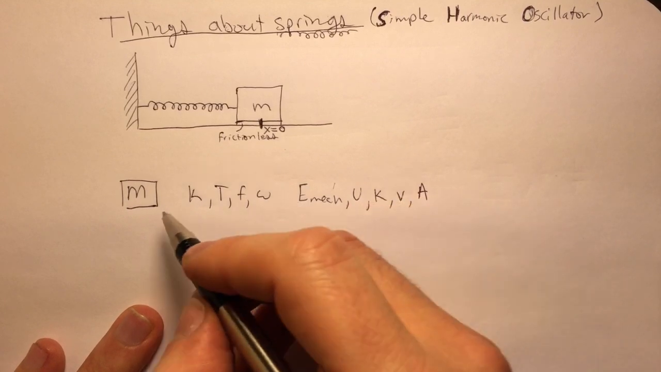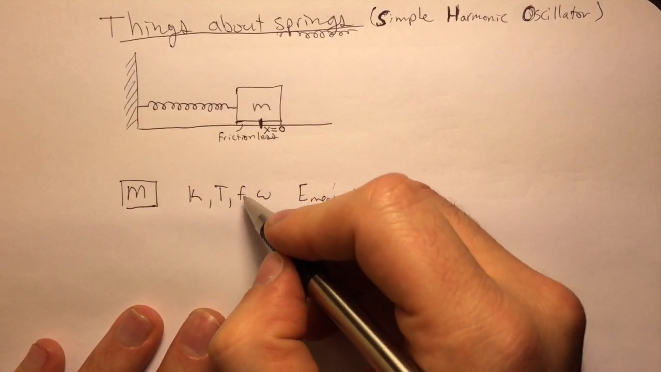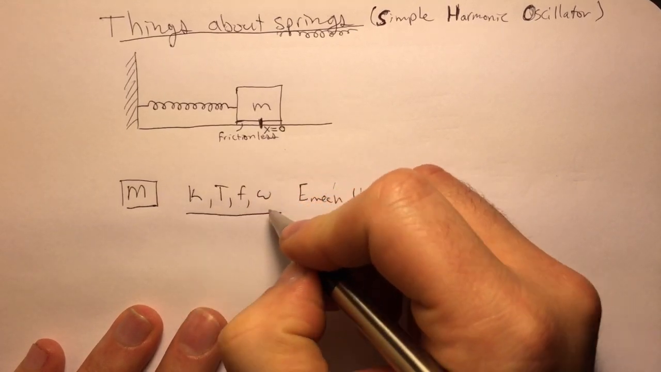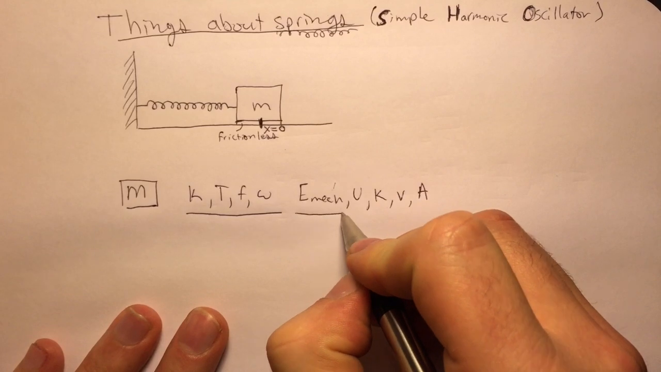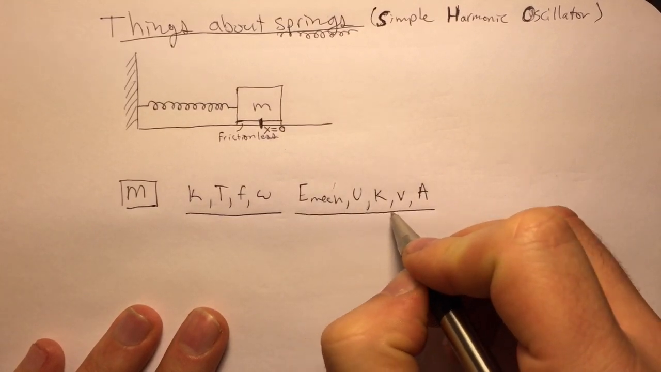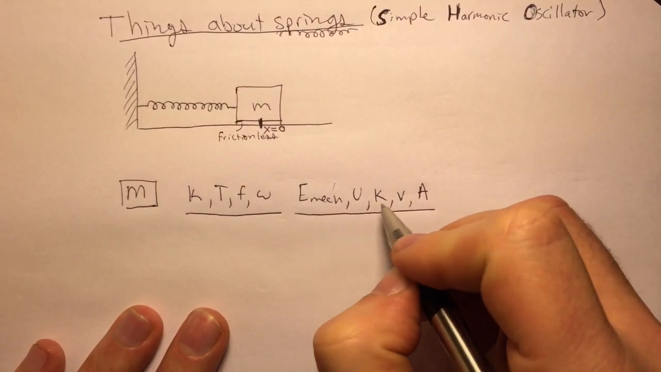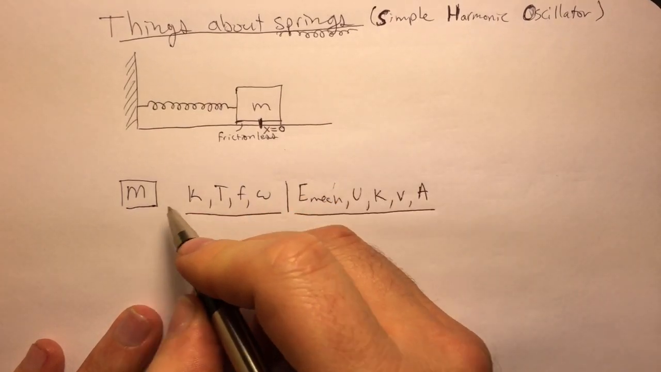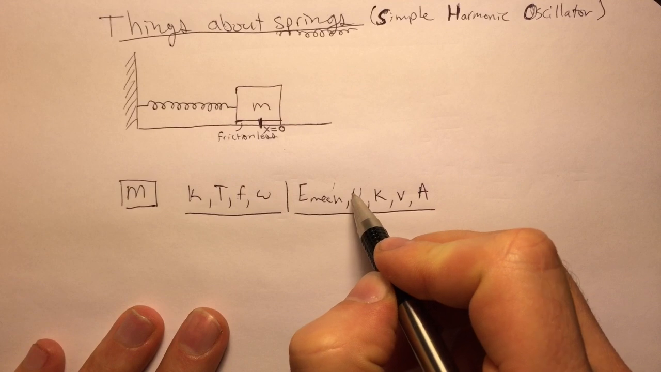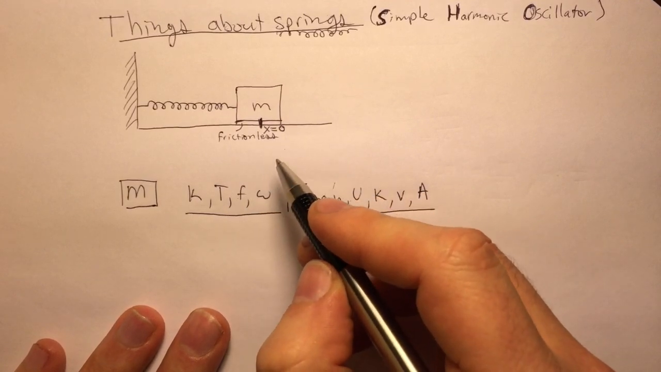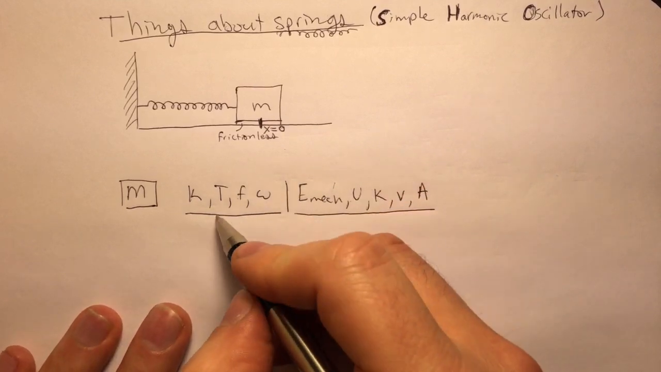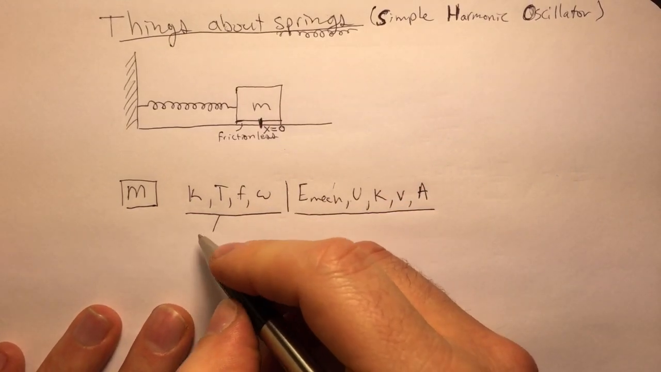So if you know the mass of the system, then you only need to know one of these and you can find the rest of them, and then you just need to know one of these, and you can figure out the rest of these. So really, you just need the mass and two other things in order to know everything about one of these simple harmonic oscillator problems. So how are these all related to each other?